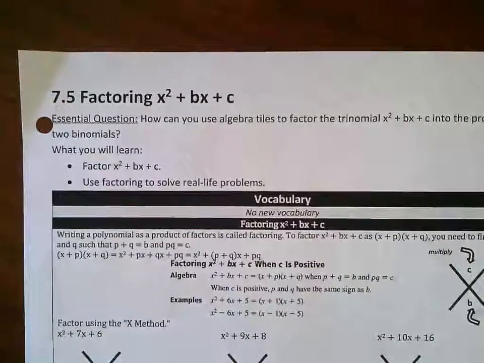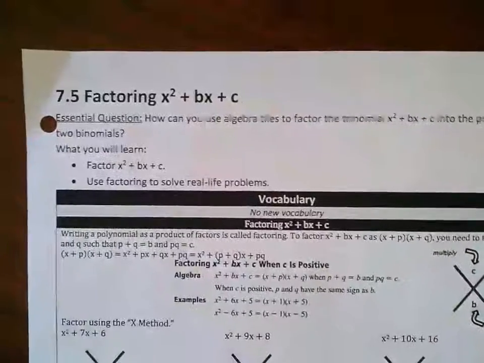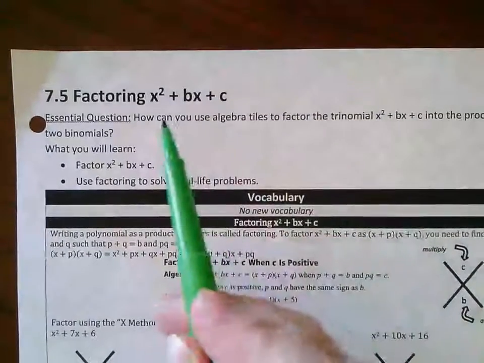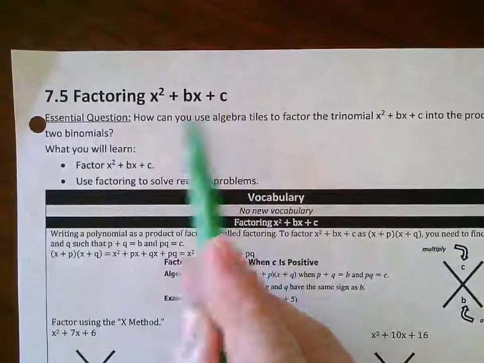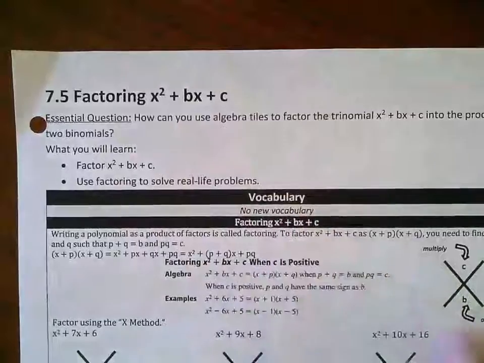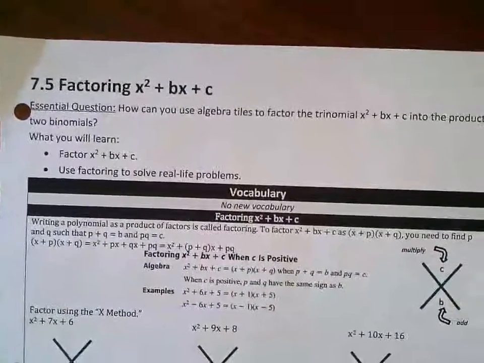So we're looking at 7.5. We're looking at factoring x squared plus bx plus c. This is considered standard form. There's going to be an a right here in the next lesson, so just be wary. This gets not difficult, but different in a minute.